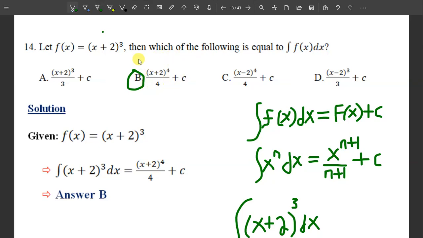If we differentiate this one, the derivative of the constant is 0, and then this becomes exactly equal to (x plus 2) cubed, the original function. Therefore, we call it the antiderivative. Therefore, the indefinite integral is said to be the antiderivative of the function by definition. Now let us see the next question.